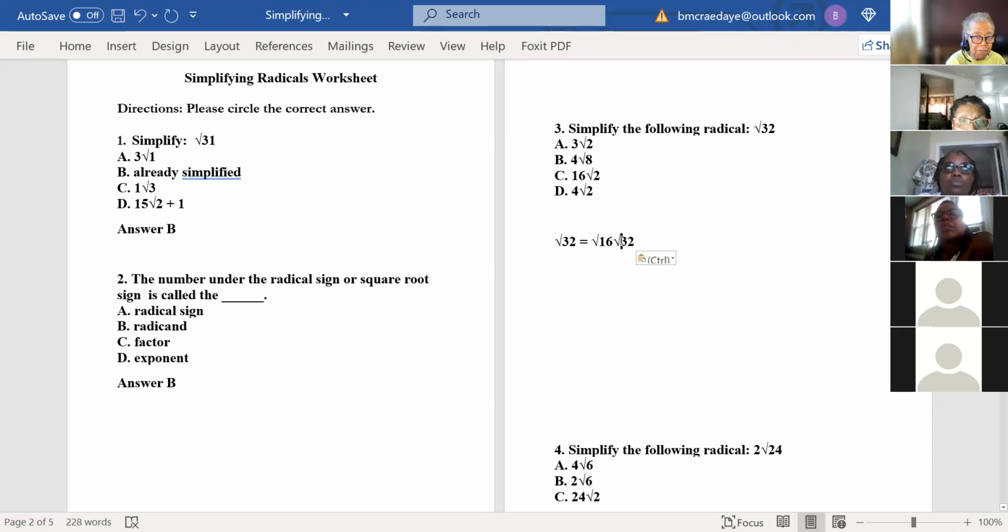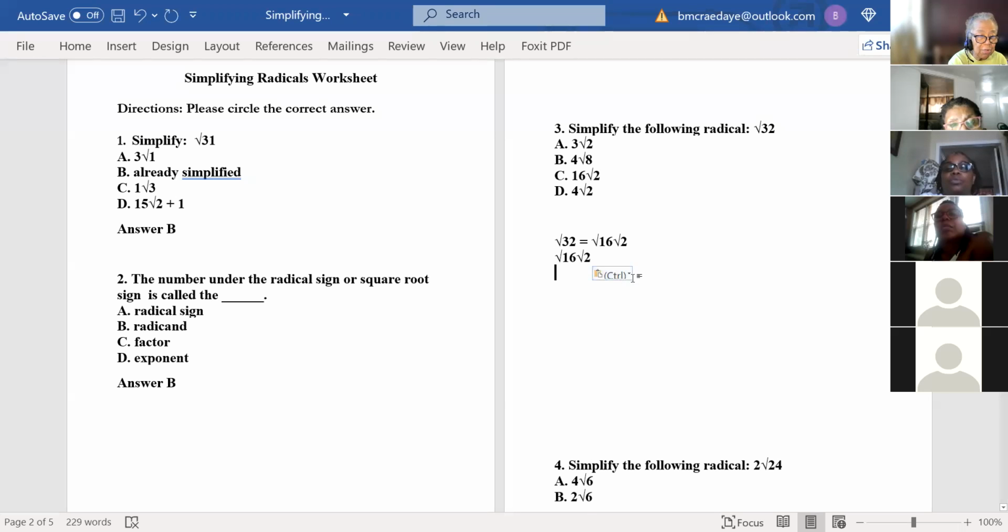See, Vanessa took the square root of 32 and factored it into two factors, the square root of 16 times the square root of 2. That gives you the square root of 32. Then what did you do, Vanessa? Then you look for a perfect square, because we have to simplify. What did you get when you took the square root of 16? You said 4, and then you just have the square root of 2 left, right? Yes.